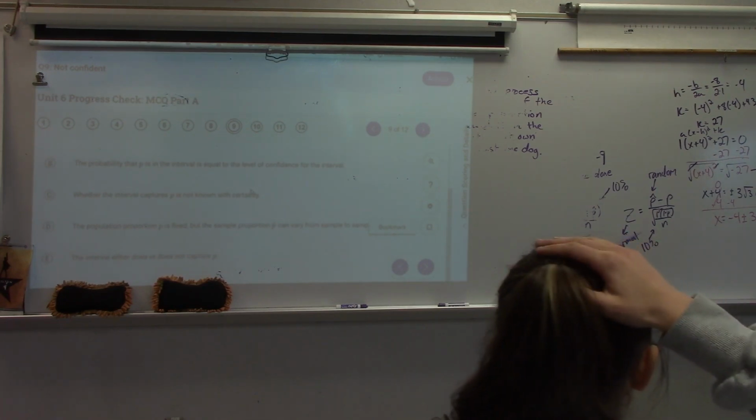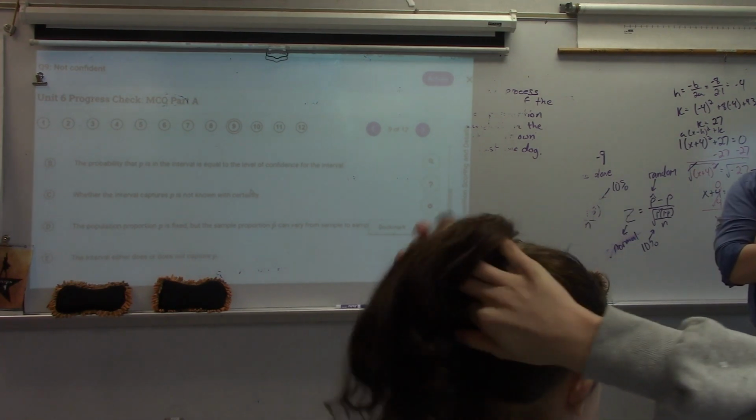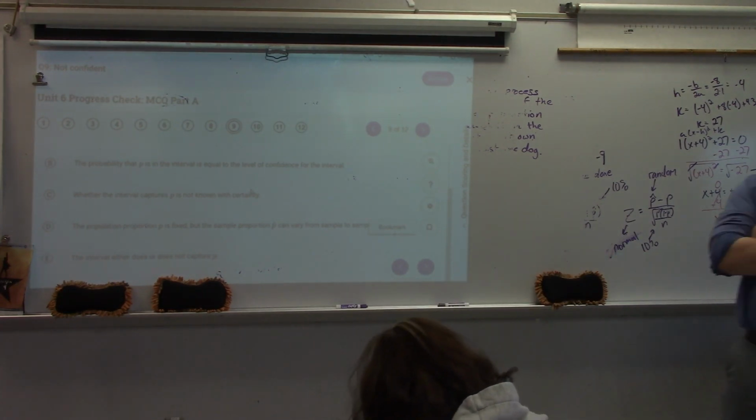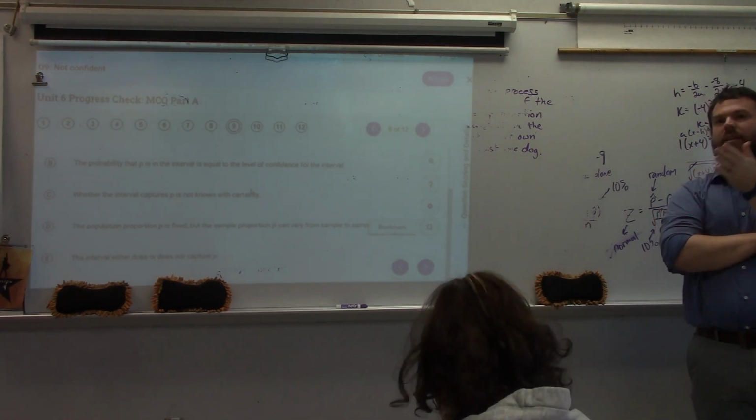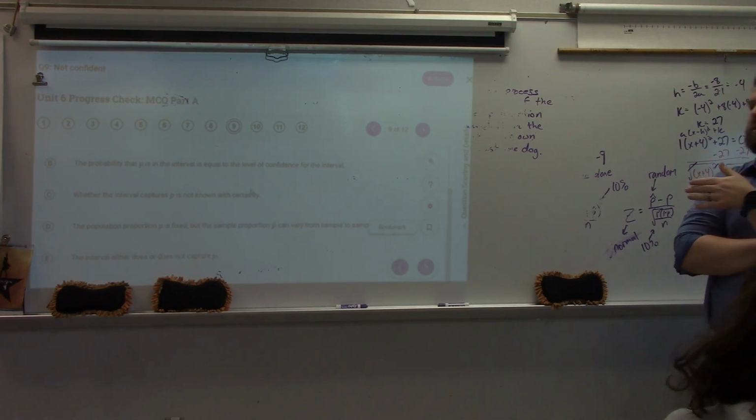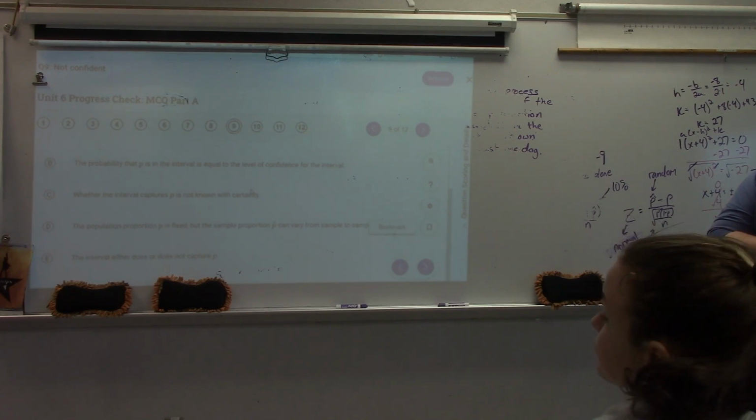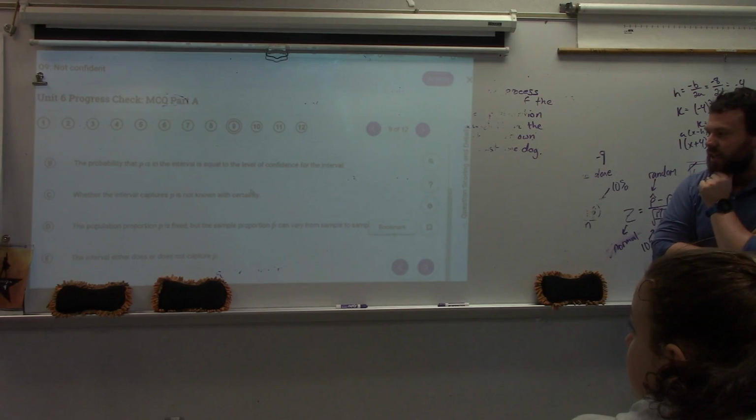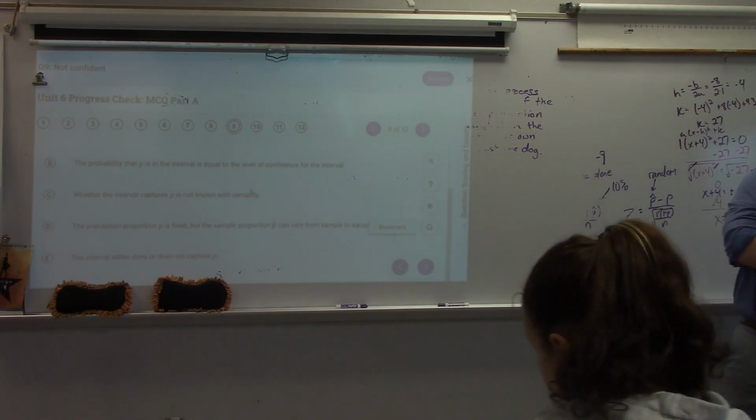The probability that P is in the interval is equal to the level of confidence for the interval. That is the most common error in the way we interpret it. B is what is not correct. Either it's in the interval or it's not. The probability that the interval captures the parameter is the confidence level. C is correct. Whether the interval captures P is not known with certainty. Population proportion is fixed. That population proportion does not change. And the interval either does or does not capture P. That is true as well.